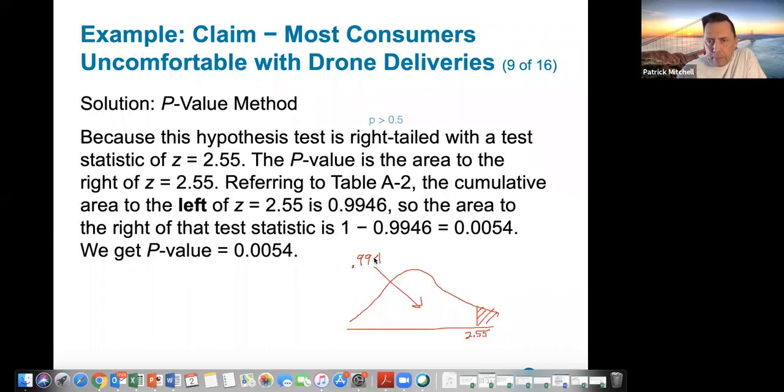Which means the area to the right is the complement. It's 1 minus 0.9946, which is 0.0054. So that's our p-value. What that means is that in a world where the population proportion is 0.5, the probability of getting a sample with a proportion that high is only 0.0054.